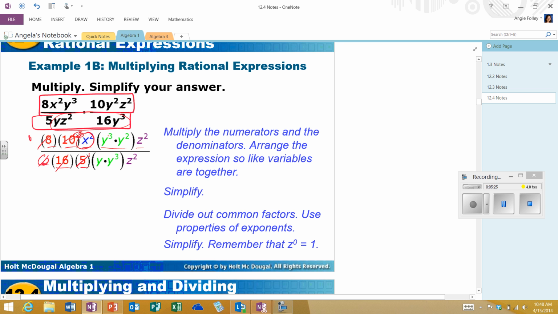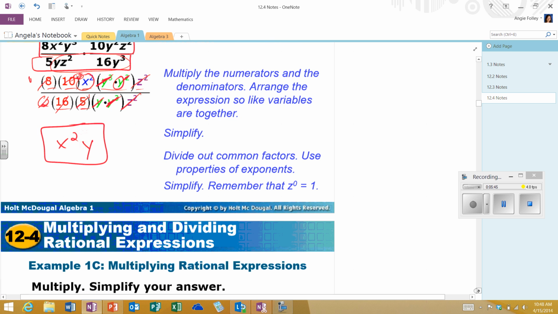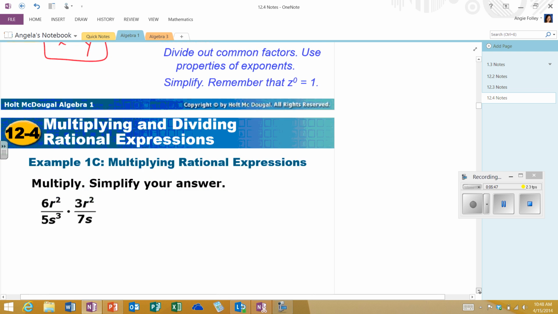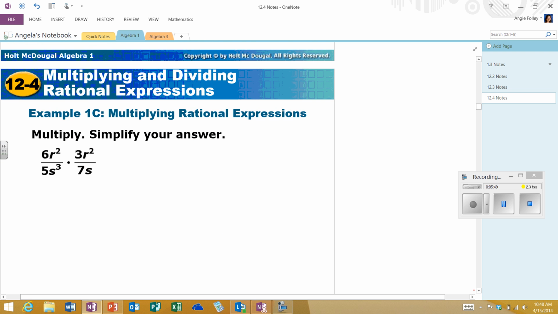Now with my y's, I can cancel these y's to the third, and then I can take away one of these y's, so I'm just left with a y on top. With my z's, both of the z's cancel, so all I have left now is an x squared and a y. You really have to keep track of what you're canceling, okay? Be careful. Sometimes we cross things out, we don't remember that we crossed them out.